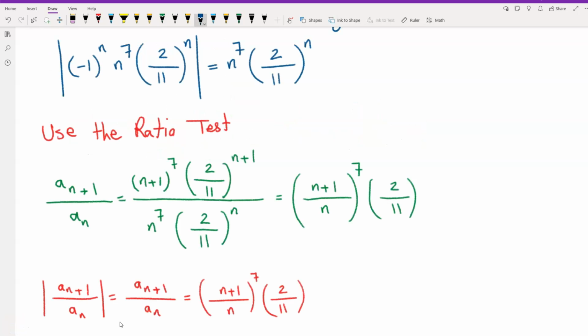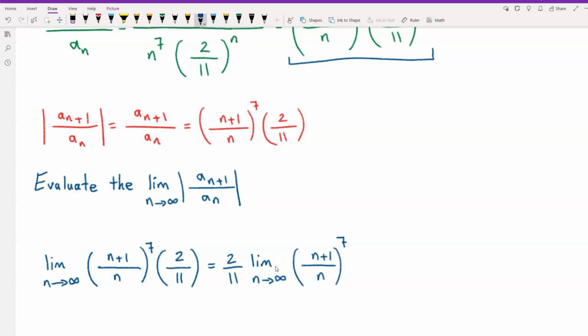So using the ratio test, the absolute value of a_(n+1) over a_n is equal to positive a_(n+1) divided by a_n, because the absolute value of that part is equal to what we have here, which was positive. So we use that one, and for the ratio test, this is equal to ((n+1)/n)^7 times 2/11. So next step, evaluate the limit of the absolute value of a_(n+1) over a_n as n approaches infinity.